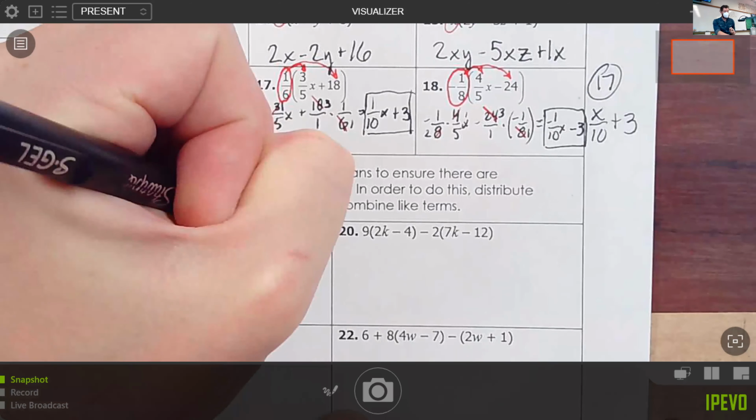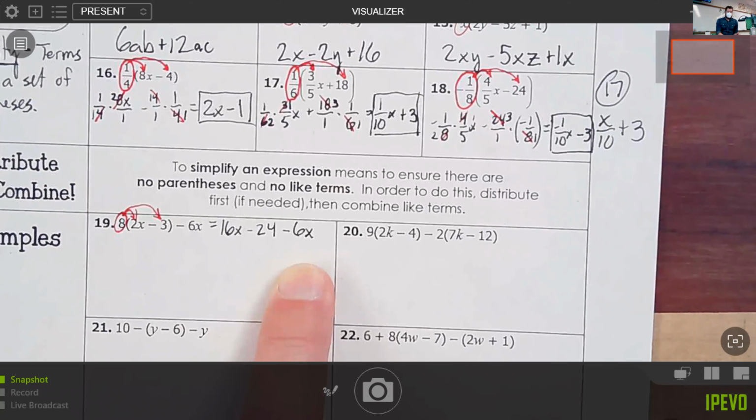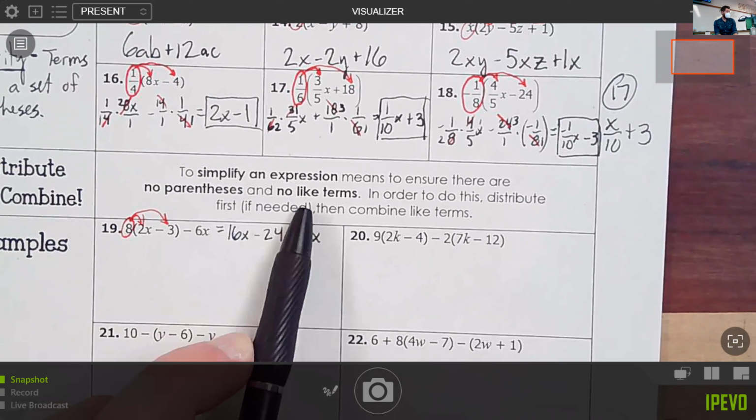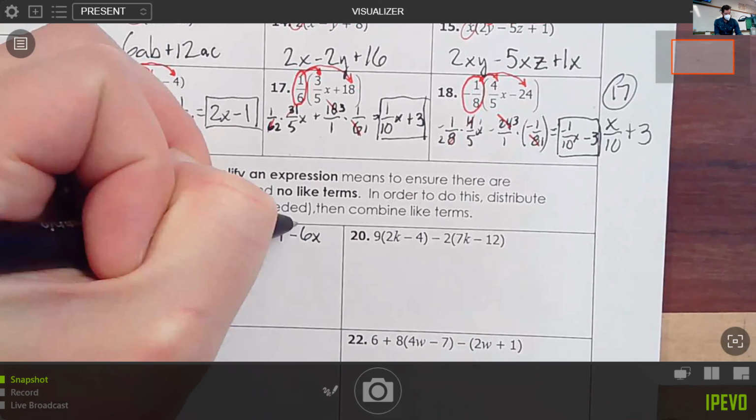But when we use the distributive property, that means we no longer have parentheses. So we've done the first part of this. We've made sure that there are no parentheses. Now we have to make sure there are no like terms. Well, I see some like terms here because there's 2 things with x, right? I've got my 16x here. And I've got my -6x over here.